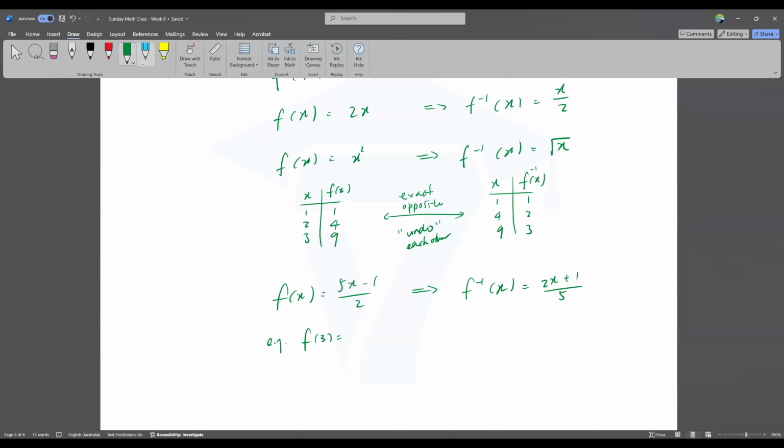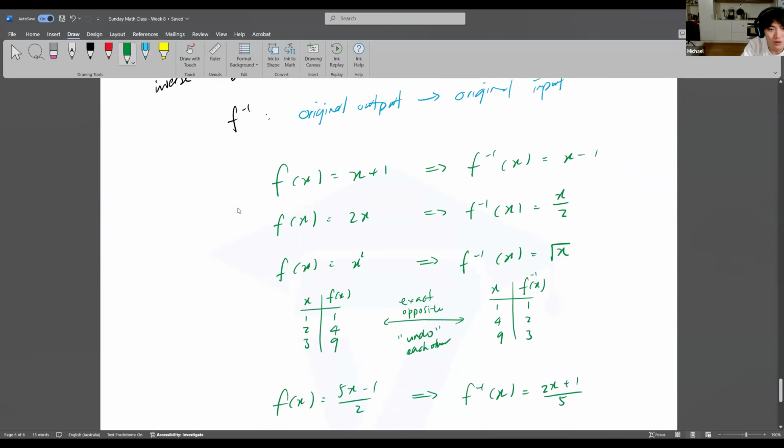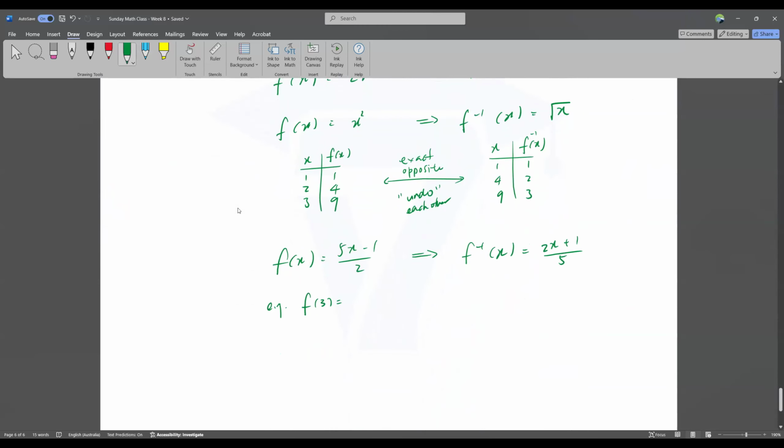Just f, not f inverse. I'm not asking anything about the inverse right now. What is f of 3? When you substitute 3 in. Isn't f just 1? Which f are you looking at right now? The example f, the 5x minus 1 over 2. Oh. I thought you were just asking me what f of 3 was.